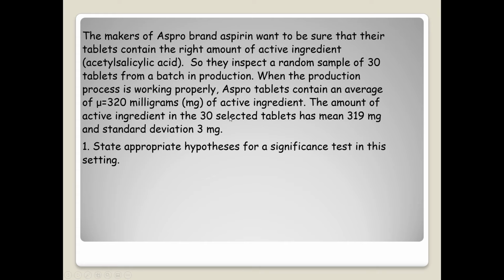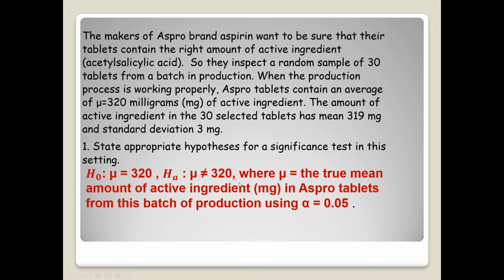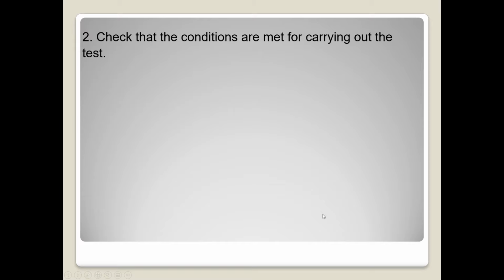Now, please look. If you notice, they did give you the population mean, but they did not give you the population standard deviation. All right? So you can often get the population mean. So now we have the null hypothesis, which is 320. You need to list that. My alternative hypothesis is that my mean is not 320. This is my true mean right here. I have to label it. And here is my alpha.